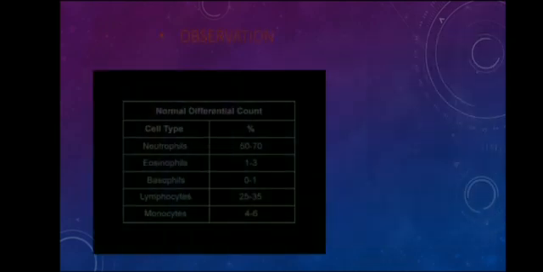The observation table of the normal differential count. The cell type neutrophil is around 50 to 70%, eosinophil is 1 to 3%, basophils are seen 0 to 1%, lymphocyte is around 25 to 35% and the last one is monocytes, which is seen 4 to 6%.